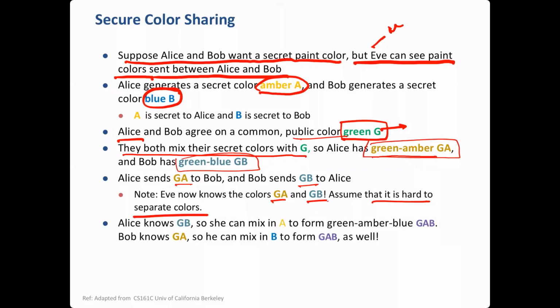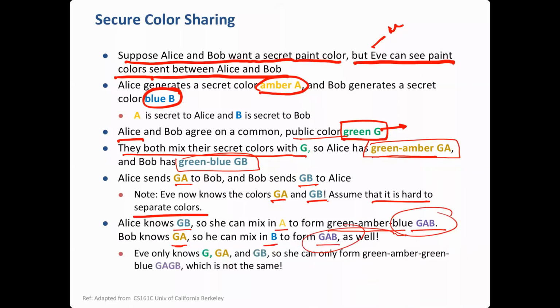Now Alice has received GB from Bob, and she mixes into it A, her own color, and she gets green, amber, blue, GAB. Bob receives GA from Alice and adds his own private color B and gets GAB. Note that both GAB are the same. And Eve cannot generate it, because Eve gets GA and GB and she also knows G. From all this, she can only get GA times GB, not GAB.